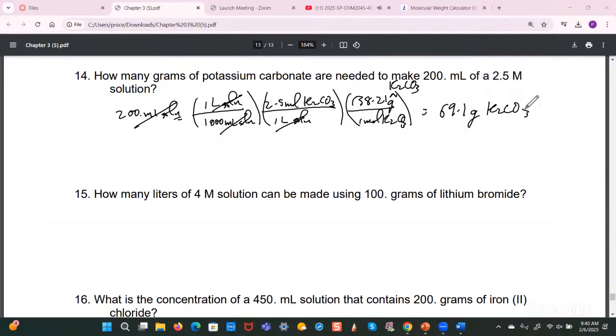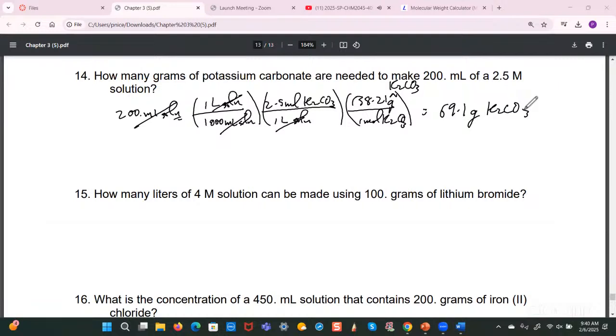All right, so in practice, and those of you enrolled in my lab, we did an experiment yesterday which deals with making solutions, so you should be familiar with what I'm about to say. In practice, you weigh 69.1 grams of your potassium carbonate and put it in your 200 ml volumetric flask. You add some water to it, not all the way up to the top, and then you stopper it, shake it up, and make sure that all the potassium carbonate dissolves. Then you continue to add water until you get to a final volume of 200 mL, and then you stopper it again and shake it up.